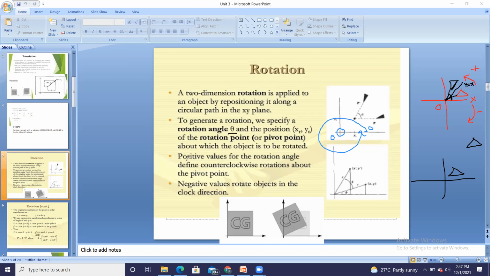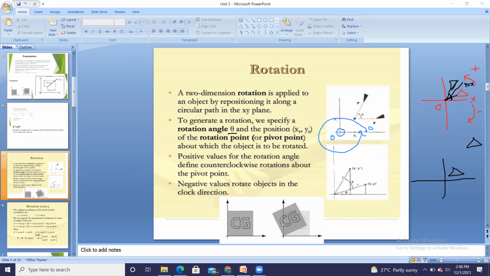Then we have already discussed that positive values are in counterclockwise or anti-clockwise direction. So in anti-clockwise direction, whenever we rotate the object, it is considered as positive. And when we use the clockwise movement, then it is considered as negative. So negative values rotate the object in the clockwise direction.